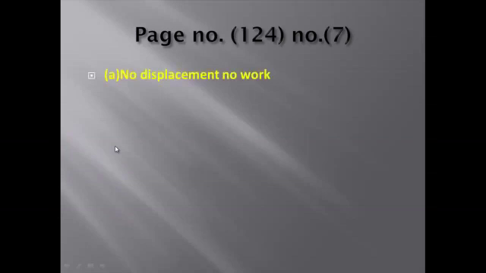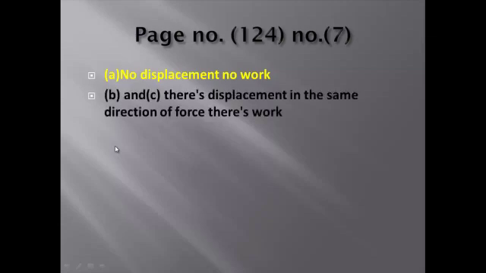Two conditions to make work: number one, force; number two, displacement. B, yes, there is work. Displacement and the direction of force, so there is work. Number C, work also, direction of force and displacement. Number D, it is a satellite and the force is perpendicular, so there is no work.